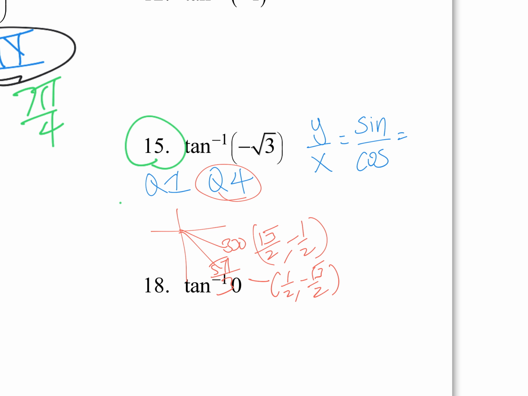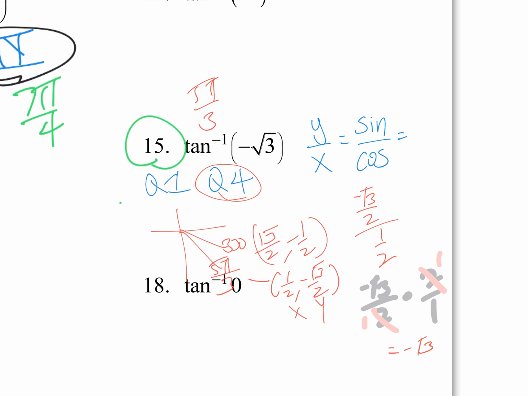Let's check it out. So I have y and x. So I know it's going to be negative root 3 over 2, divided by 1/2. When we divide by a fraction, we know we have to multiply by the reciprocal. So that becomes negative root 3 over 2 times 2 over 1. And we see here that the 2 and 2 divide to become 1. And we are just left with negative root 3, right? So the correct answer here for this whole expression should be 5 pi over 3, or you can write 300.